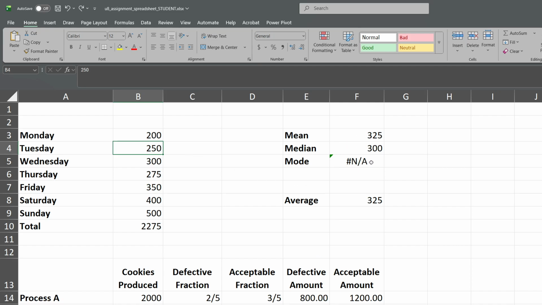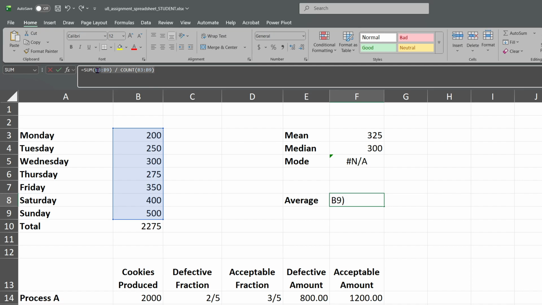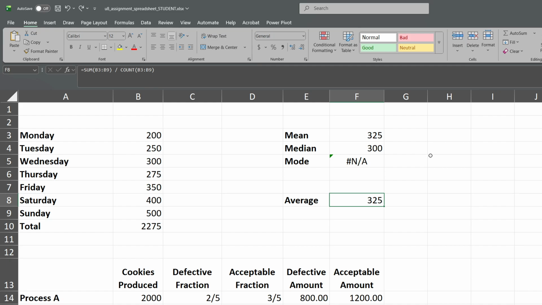Again, quick and dirty. Now this average, another way you can do the average, which we have this function, average, but if you wanted to do it the long way, which is sum all of this, which would be 2275, and divide it by 1, 2, 3, 4, 5, 6, 7, then you'll get the same thing as 325. So that's why this average, which is a little bit longer way of doing it, is the same as the average function itself.